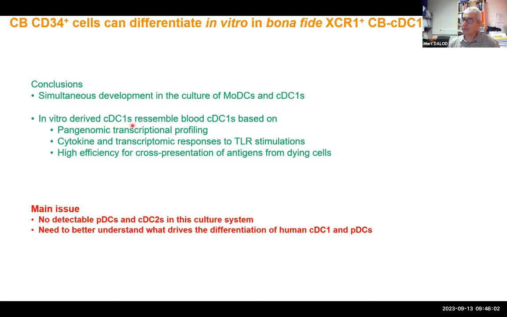We showed that these in vitro derived cDC1 resemble blood cDC1 based on their gene expression profile, which I don't show here, and based on cytokine and transcriptomic response to TLR stimulation, which is very important because they don't respond to the same adjuvants as monocyte-derived DCs, which has implications for vaccination and immunotherapy. They were also more efficient for cross-presentation of antigen from dying cells than monocyte-derived DCs, which is consistent with what was known about mouse cDC1 and cross-presentation. The main issue in this model is that we could not develop pDCs and cDC2s, and we wanted to better understand the mechanisms driving cDC1 and pDC differentiation and function.